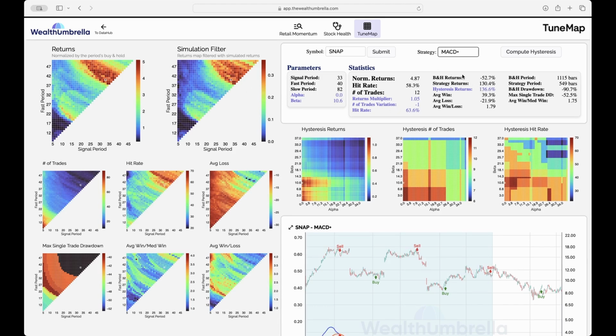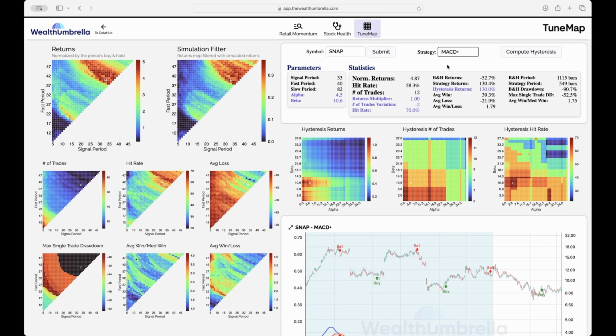Like that, for Snap, the buy and hold return was minus 52.7, and the strategy return greatly outperformed. With this hysteresis, it did improve a bit, and it lowered the number of trades a bit. But again, it's not the best example. Sometimes you can cut the number of trades by two. So yeah.